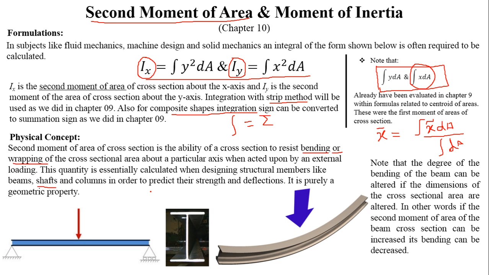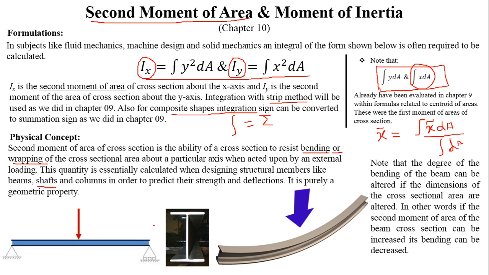In order to study the strength and deflection of structural elements like beams, columns, and shafts, it is important to evaluate these kinds of integrals, which are known as second moment of area. Suppose that you have a beam here, and some kind of an external load is acting on the beam, and these are the supports. Of course, you will consider that this load is going to deform this beam.